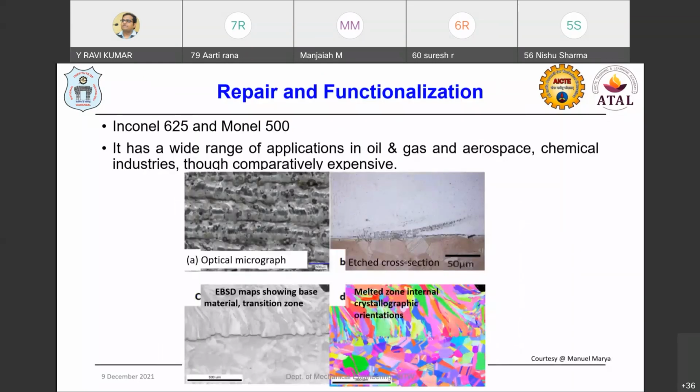And for the other applications, we have tried repairing applications. We have used the DED process to repair functional parts. With the help of Inconel, we have repaired existing Monel parts used in a wide range of oil and gas and aerospace applications. We need this kind of material to increase chemical corrosion resistance and enhance the properties. We have tried to repair that. You can see in the repaired zone the melted zone and the intercrystal materials, how the grain structure orientation is taking place, and how this is going to happen in the materials.